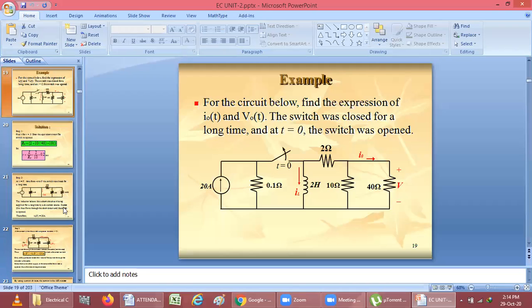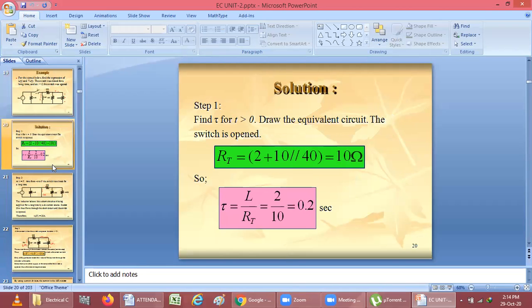So you can calculate here 2 plus 10, that will be 12. 12 will be in parallel with 40 ohm. So you can calculate R_T equal to 12 into 40 upon 12 plus 40. You will get the value as 10 ohm. You can calculate on your own in your notebook. You can do practice. At that time only you will get how to solve these questions in the exam.